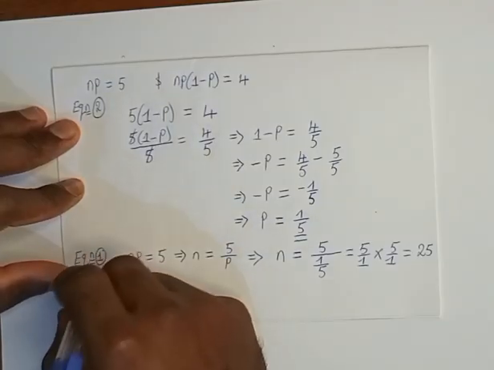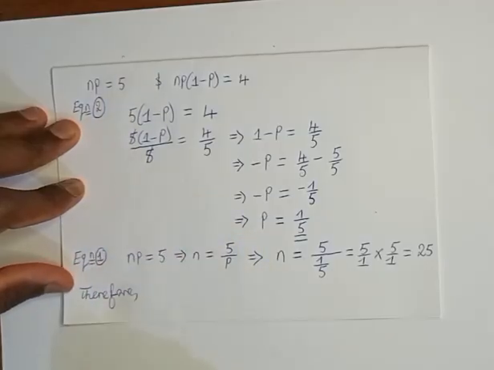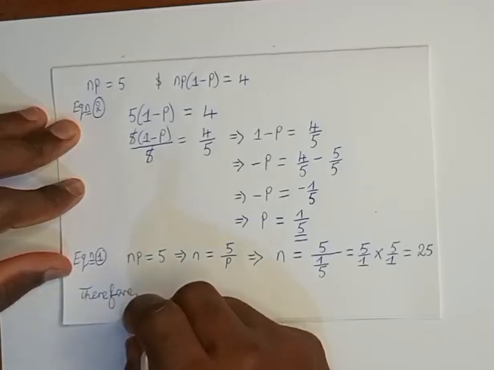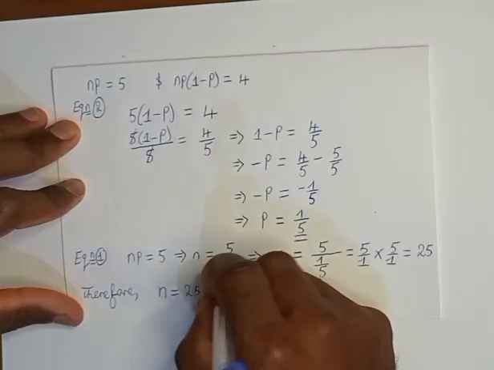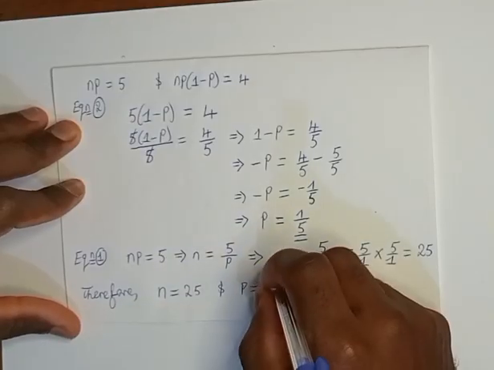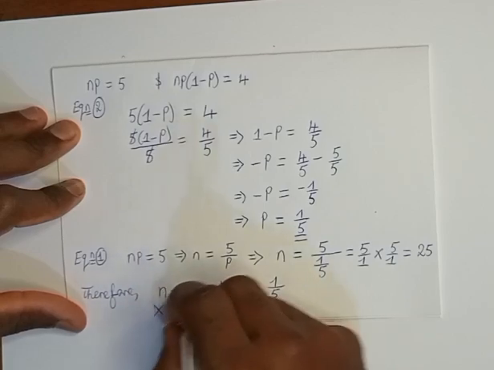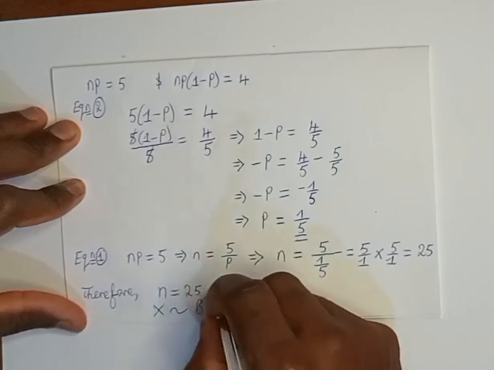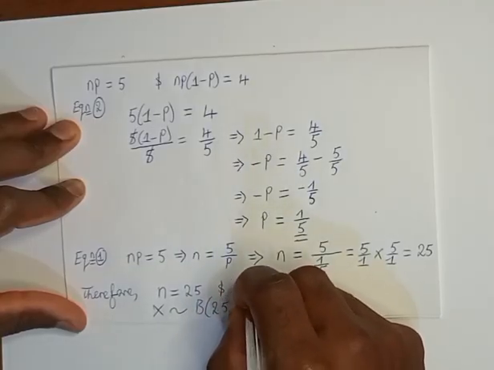Here we conclude, therefore, that the binomial distribution has 25 trials and the probability of success p is simply equal to 1/5. That means we can write it as such: X follows a binomial distribution with 25 trials and probability of success 1/5.